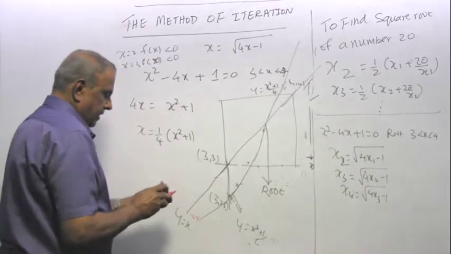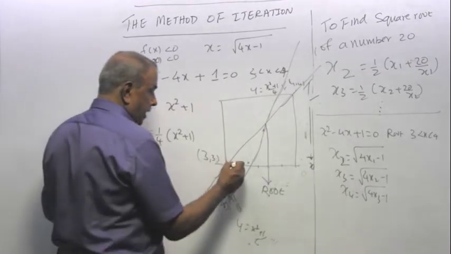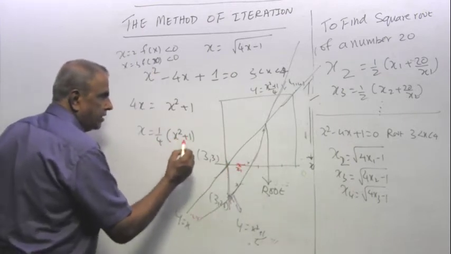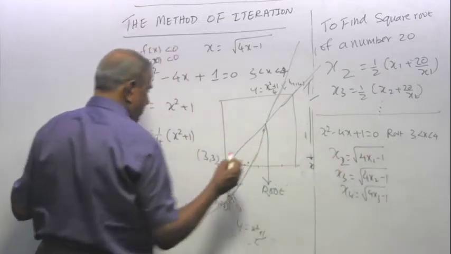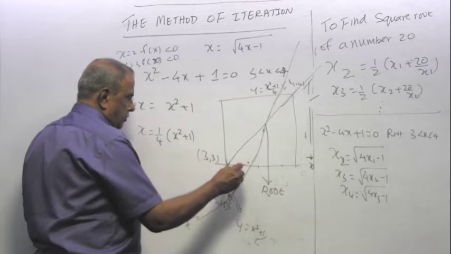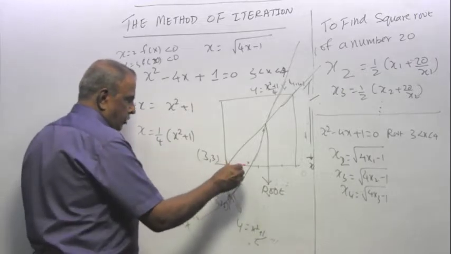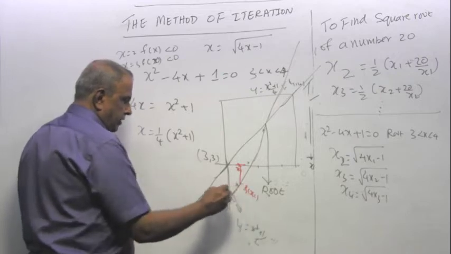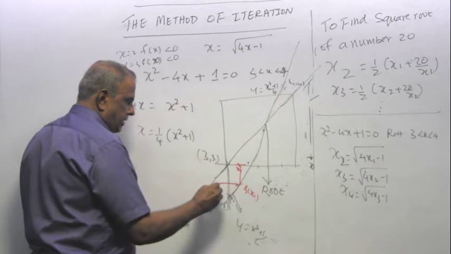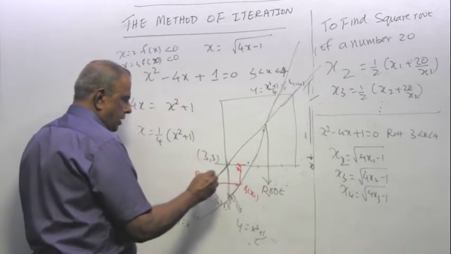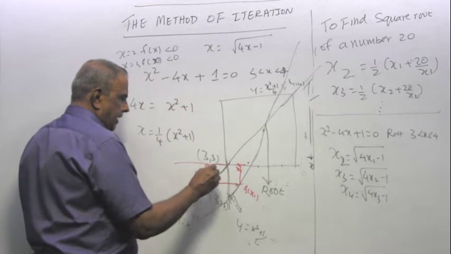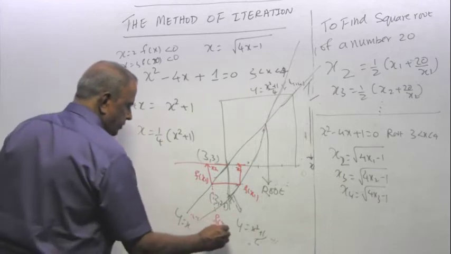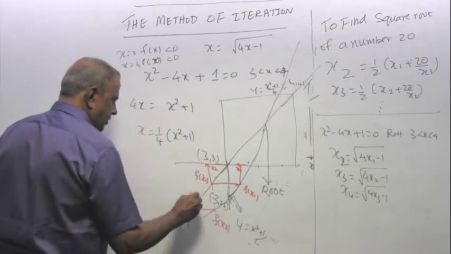Suppose I take the first value x1, remember? Somewhere here. I need to put x1 here, correct? Because x2 is whatever the formula gives, put inside that. So if I put x1 there, this would be f of x1. The y value here is the same as the y value there. That is also f of x1. And that will be x2. Now, if I assume that to be f of x2, draw a parallel, go there, that's x3.